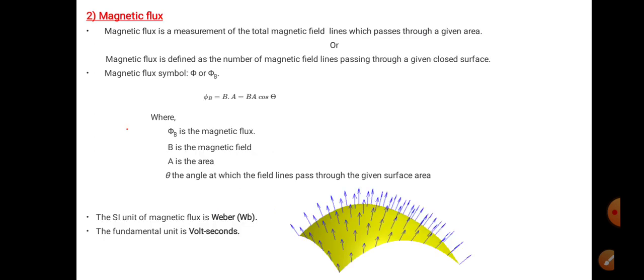Now magnetic flux. So what is meant by magnetic flux? Magnetic flux is nothing but the total magnetic field lines which are passing through the given area. From this diagram we can see that these arrows show the magnetic field lines, and these are passing through the given area, and this is nothing but the flux. It is represented by phi or phi B. So the formula is phi B equals B A, or B A cos theta. Okay, so phi B is the magnetic flux, B is the magnetic field, A is the area, and theta is the angle at which the field lines pass through the given surface area. The SI unit of magnetic flux is the Weber, or the fundamental unit is the volt second.